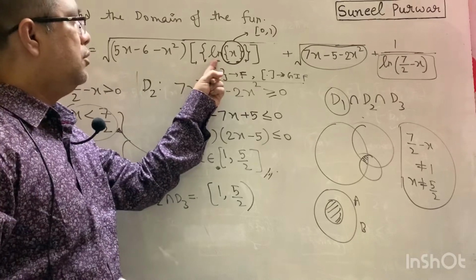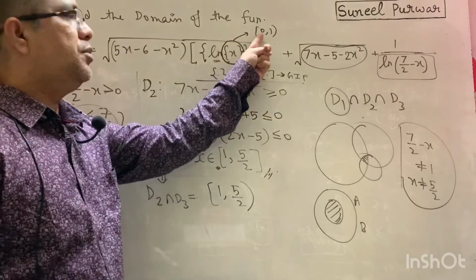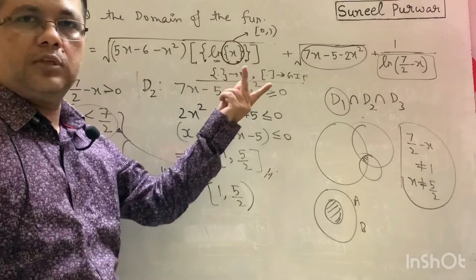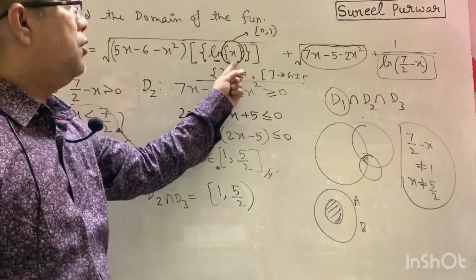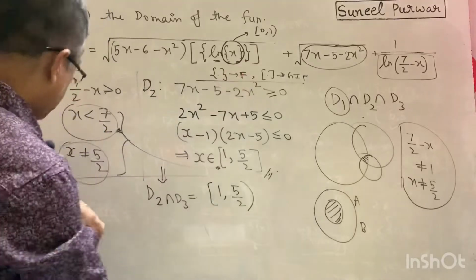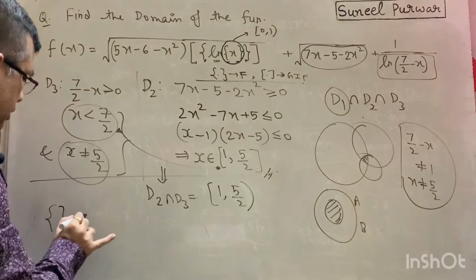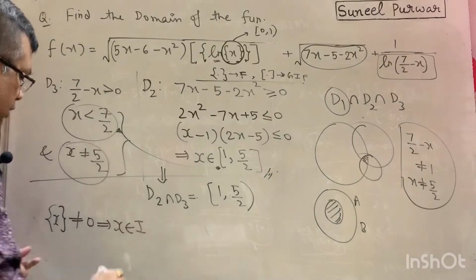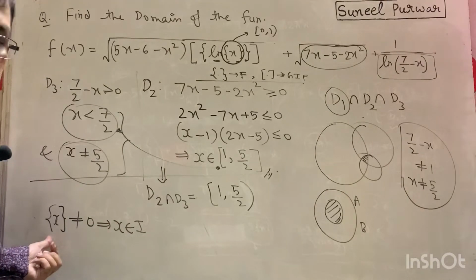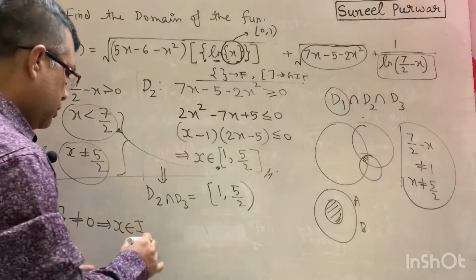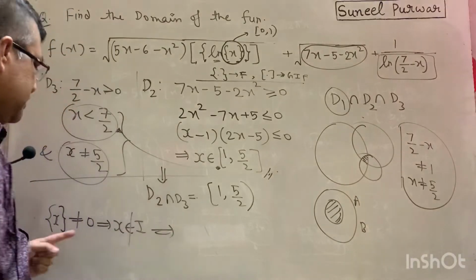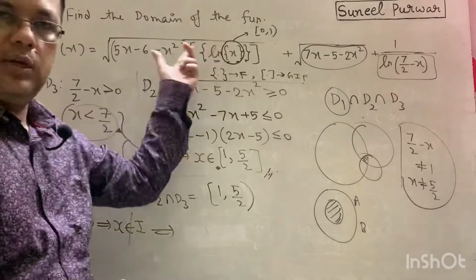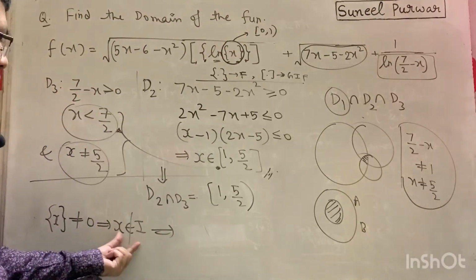Because of this ln, the fractional part of x can't be 0, because the moment fractional part of x is 0, you will see ln of 0, which is not defined. So fractional part values must not be 0. And that means what? x is not an integer. You know, fractional part of x is 0 whenever x is an integer. So x must not be an integer. Because of this requirement, you should remove integers. In the intersection, you can't have such numbers which are integers.